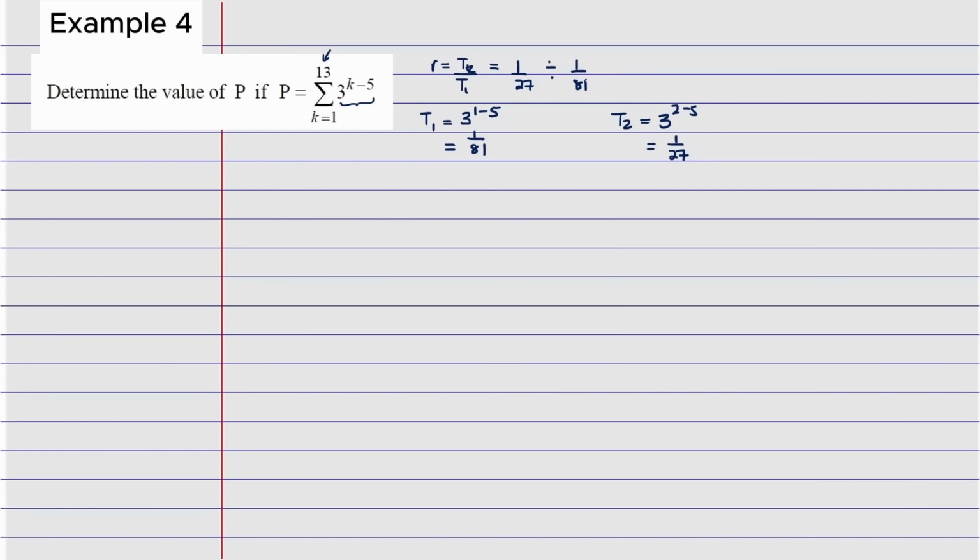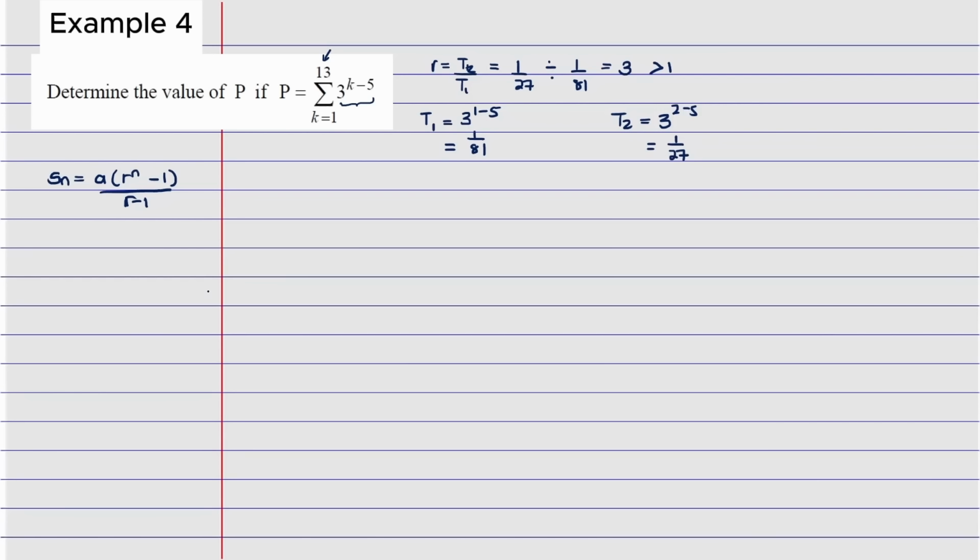When we punch that into the calculator, we find that our r is equal to 3, which is greater than 1. Meaning if it's greater than 1, we need to use this formula for Sn. So we need to use this Sn, which is going to be a open bracket r to the power n minus 1, divided by r minus 1.